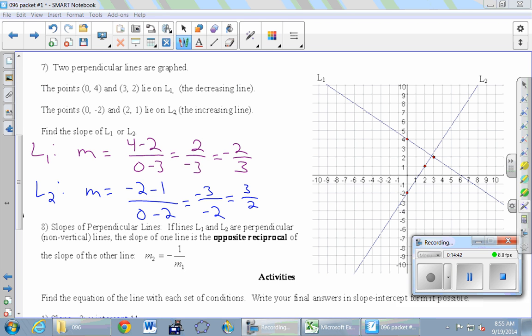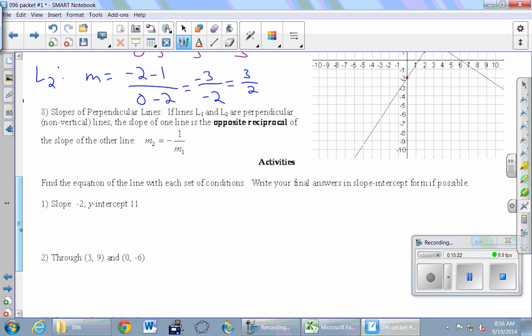And then the other relationship here is that one of these numbers is negative and one of these numbers is positive. And it turns out that if you have perpendicular lines, those 2 things will always be the case for the slopes. One will be positive, one will be negative. And the 2 fractions themselves will be reciprocals of each other. So that's here in number 8. Slopes of perpendicular lines. If lines L1 and L2 are perpendicular, non-vertical lines, then the slope of one line is the opposite reciprocal of the slope of the other line. Opposite reciprocal. Opposite meaning the other sign, right?